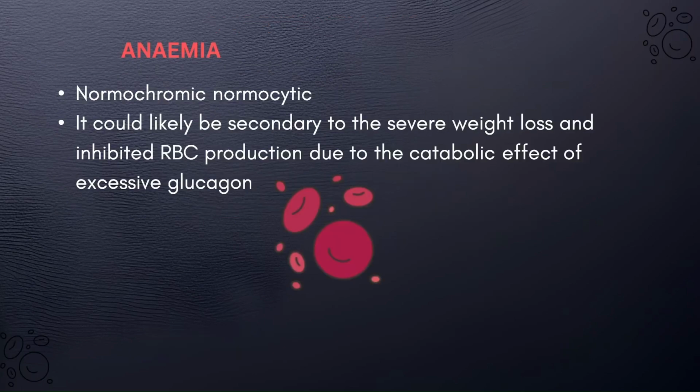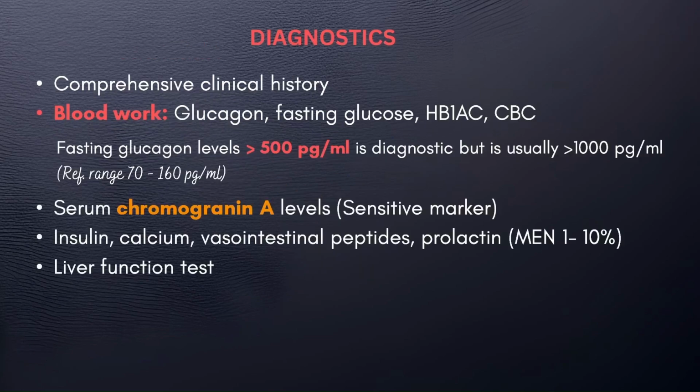Normochromic normocytic anemia may also be a clinical manifestation of glucagonoma. It could likely be secondary to the severe weight loss and the inhibited red blood cell production due to the catabolic effect of excessive glucagon.